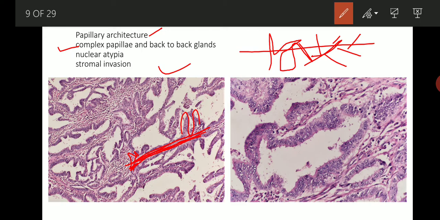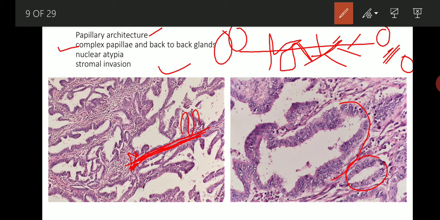Sometimes you see glands, and the glands have a back to back arrangement. That means the glands are very close to each other. Unlike in proliferative endometrium, if you go back to that picture and see, there is a lot of stroma between two adjacent glands.